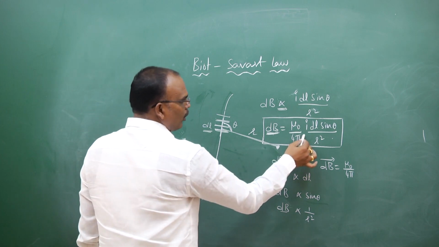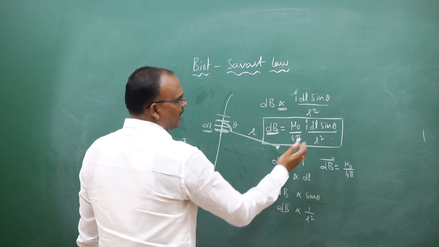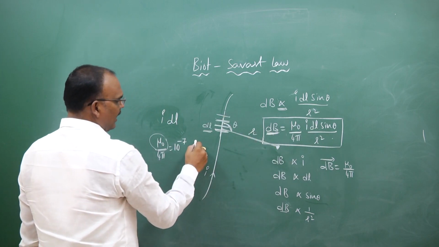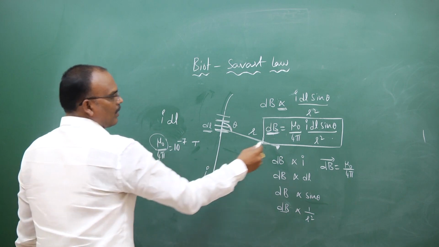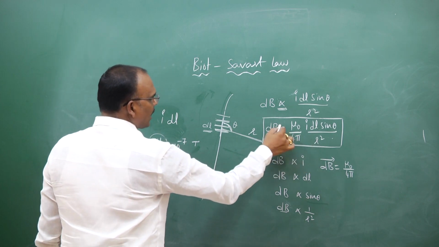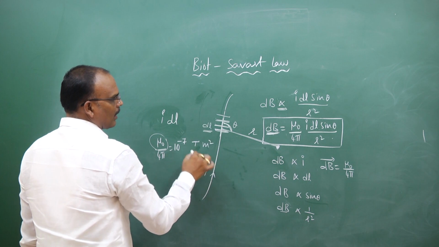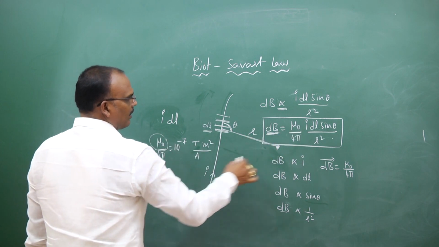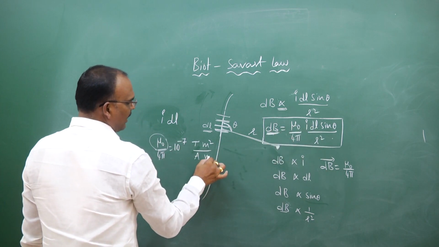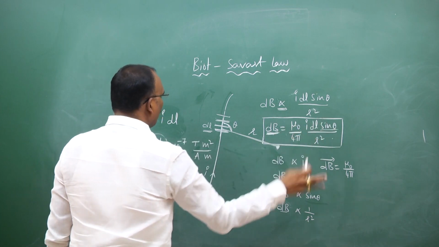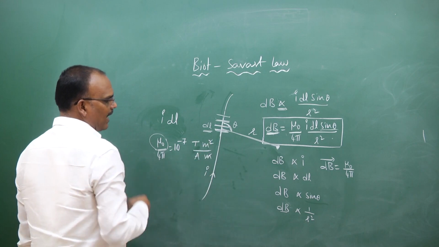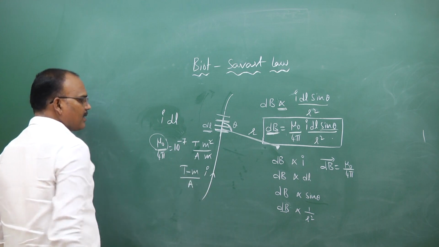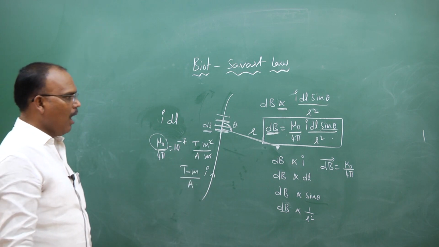See, if you want to write a unit for this, you have to send everything to this side. For magnetic field it is Tesla. 4 pi has no unit. r square is meter square, divided by current, which comes to the denominator as ampere, dl comes to the denominator as meter, sine does not have any unit, so meter cancels. So Tesla meter per ampere is the SI unit of mu naught by 4 pi.